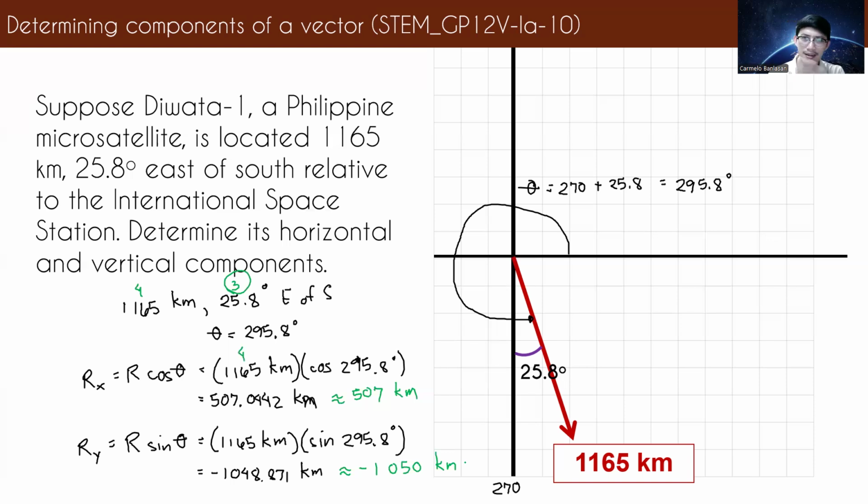So again, what I want you to understand is that for the horizontal component, we will use cosine. For the vertical component, we are going to use sine. However, the angle should be in standard angle. That's very important. It should be in standard angle.